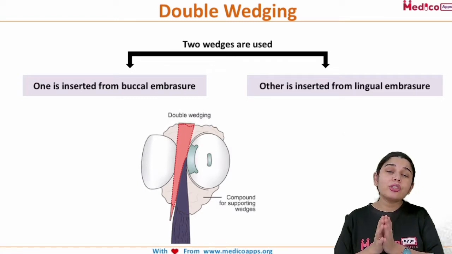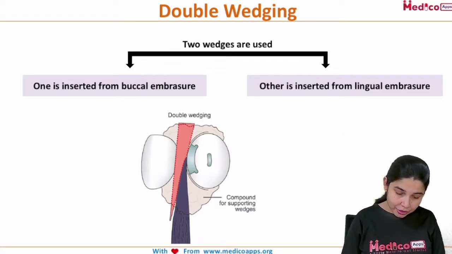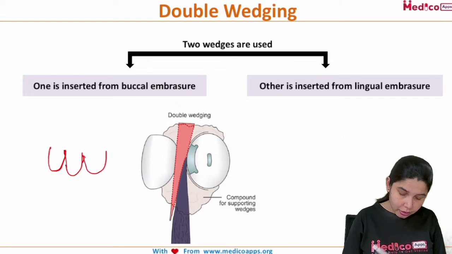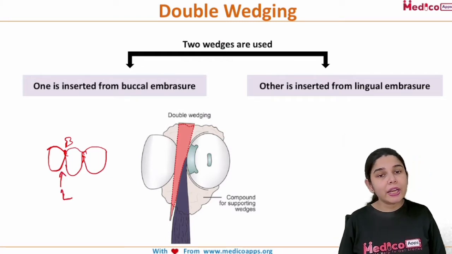So where are these two wedges being placed? One is inserted from the buccal embrasure. If this is a tooth, and this upper surface is the buccal surface, then the lower one is the lingual surface.